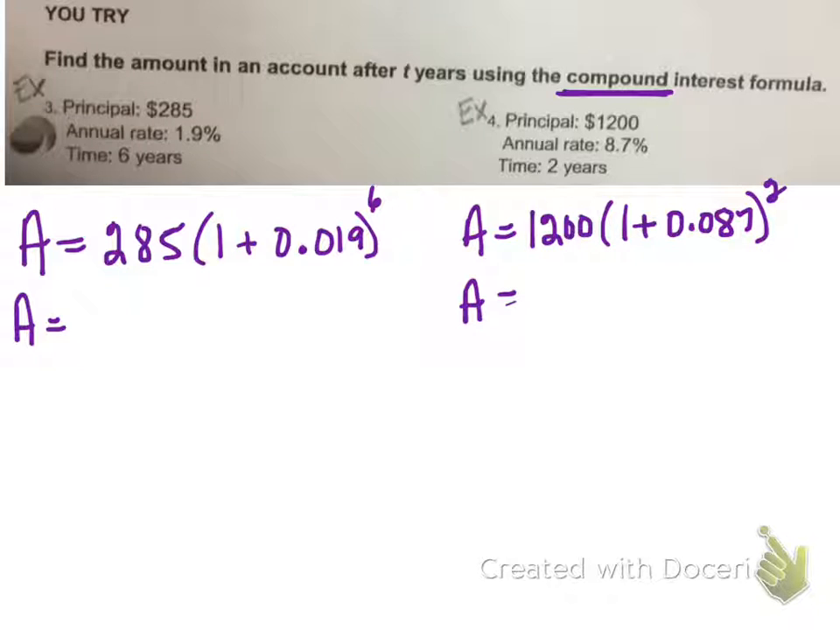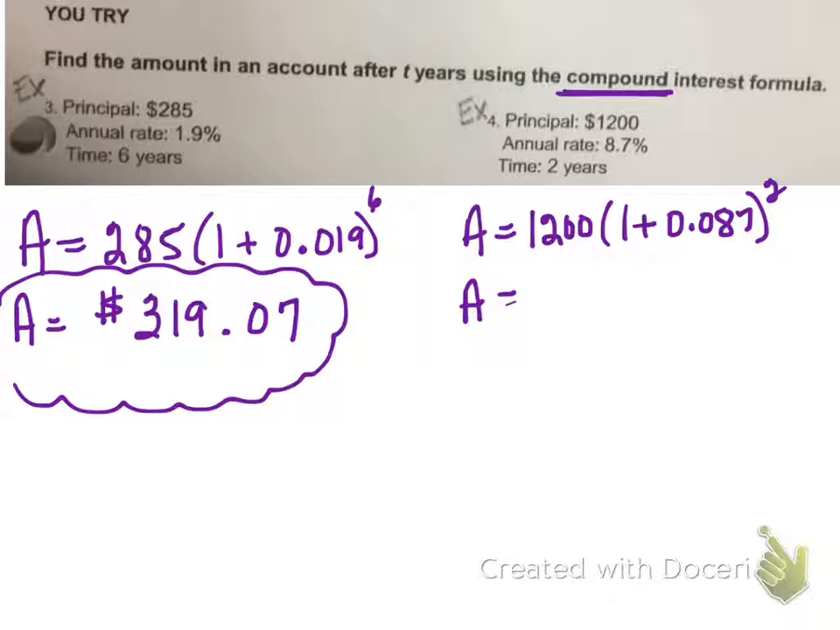All right, somebody want to share your answer for example 3? Is it 319.07? $319.07. All right, how about example 4? Anybody want to share their answer for example 4? Gracie? $1,407.88, and 88 cents. Okay.